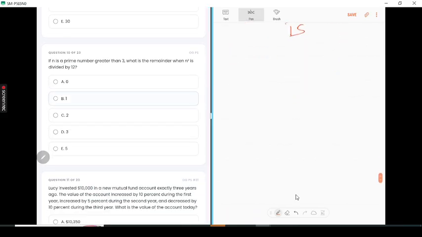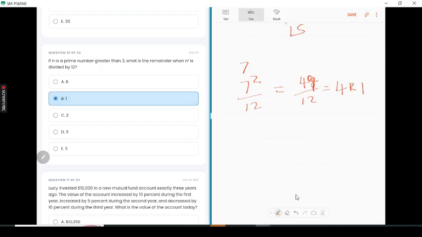If n is a prime number, oh, we are still very far, number 10. If n is a prime number greater than 3, what is the remainder when n squared is divided by 12? What is one prime number greater than 3? 5. Another one? Let's use 7. 7 squared divided by 12. No, 7 squared is 49, I'm sorry. So this is 4 whole number, remainder 1. So it is remainder 1.